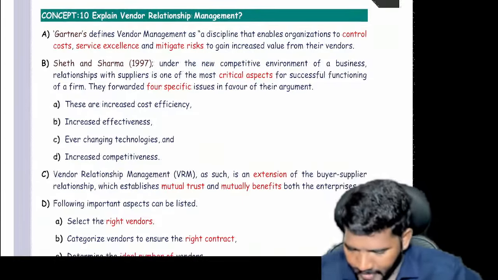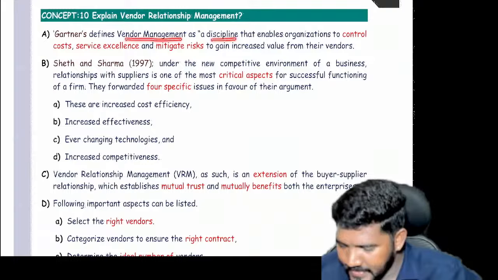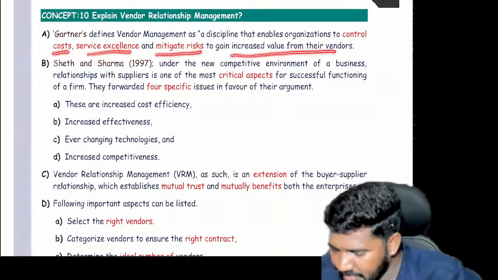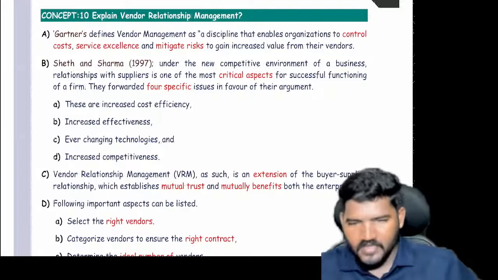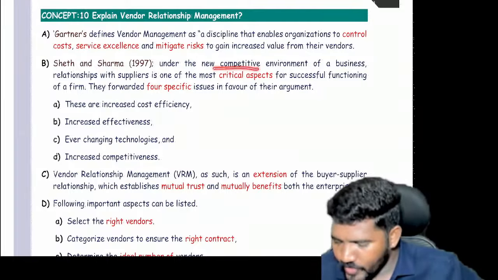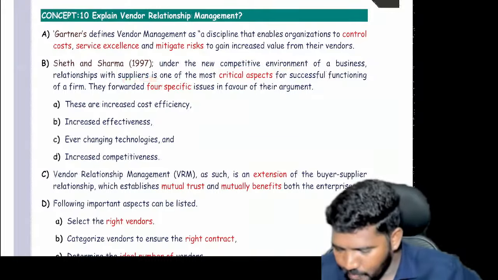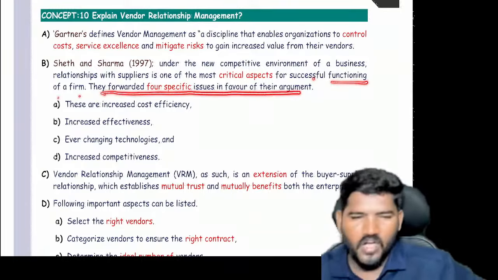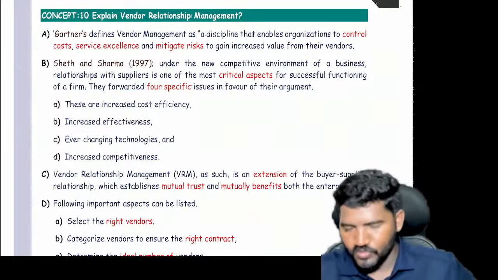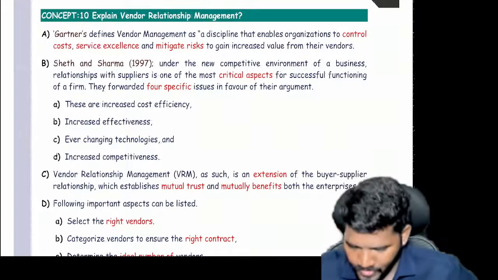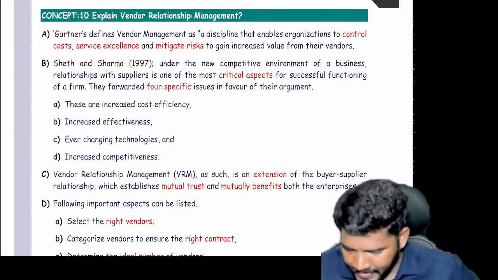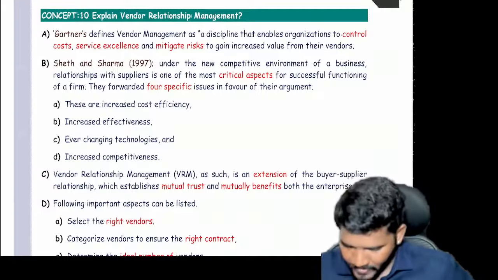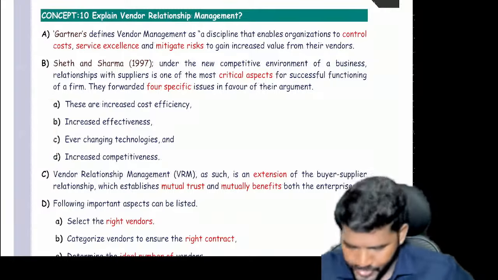Okay, let us check Gartner, which defines vendor management as a discipline that enables organizations to control cost, drive service excellence, and mitigate risk to gain increased value from their vendors. Stephen Sharma is another specialist saying that in a new competitive environment, business relationship with suppliers is one of the most critical aspects for the successful functioning of a firm. He put forward four specific points: they increase cost efficiency, increase effectiveness, help in changing technologies, and increase competitiveness. Hope you guys are clear? These are the advantages we have if we maintain a good relationship.